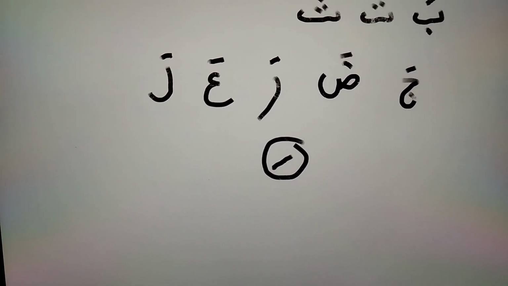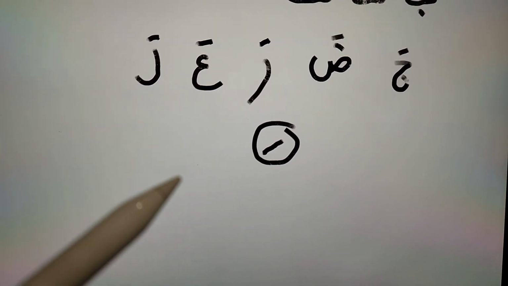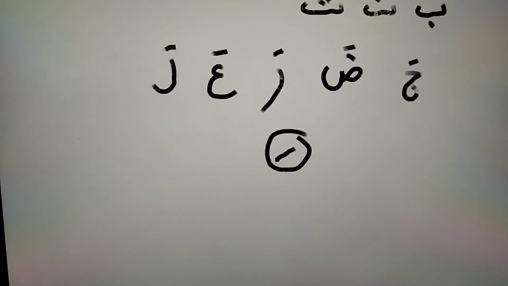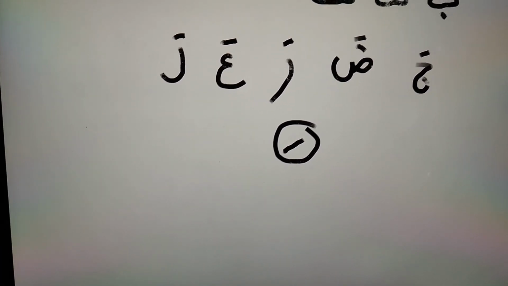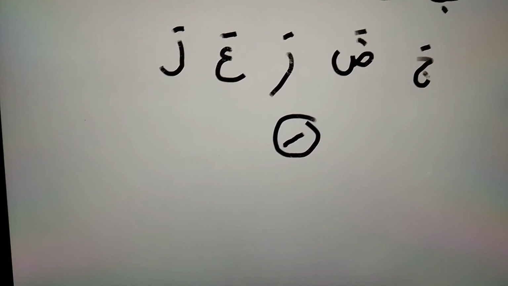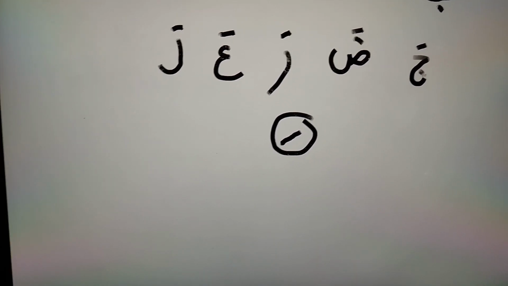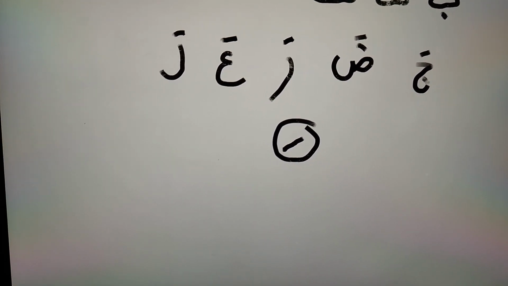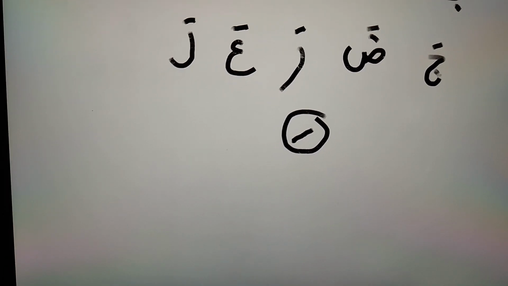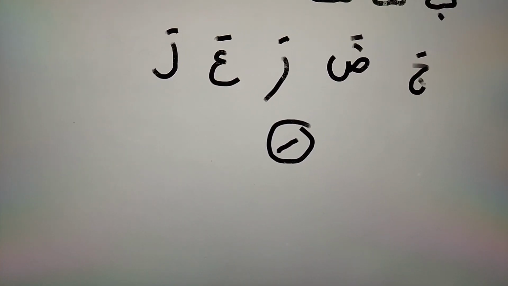So we'll go through the whole alphabet now with fathah on the top. A, ba, ta, tha, ja, ha, kha, da, dha, ra, za, sa, sha, sa, da, ta, dha, a, gha, fa, qa, ka, la, ma, na, ha, wa, ya.